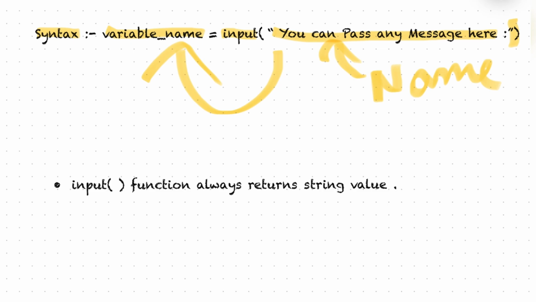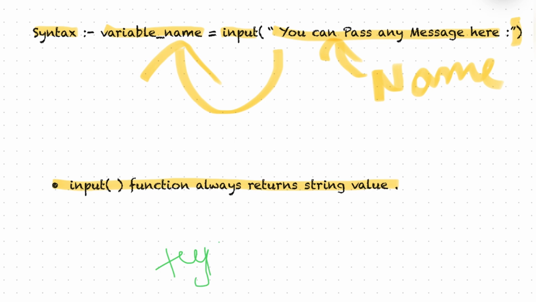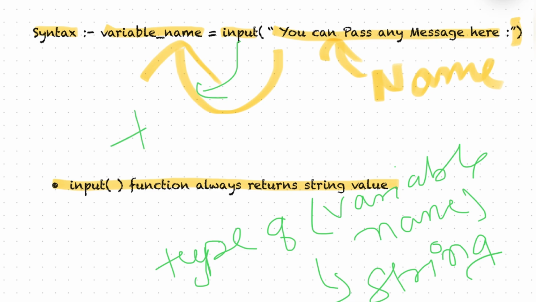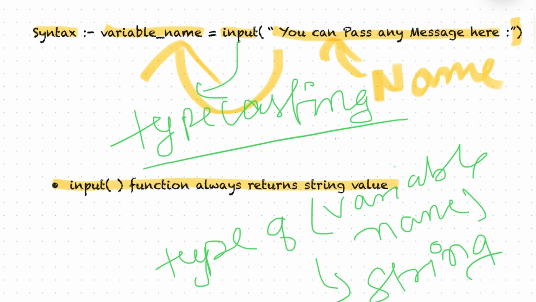Now one important topic: the input function always returns a string value. Look at the type of the variable name. It will be a string. By default, the input function takes every value as a string. So if we want to take an input value as an integer, we have to do typecasting. We'll learn about typecasting later in future videos.